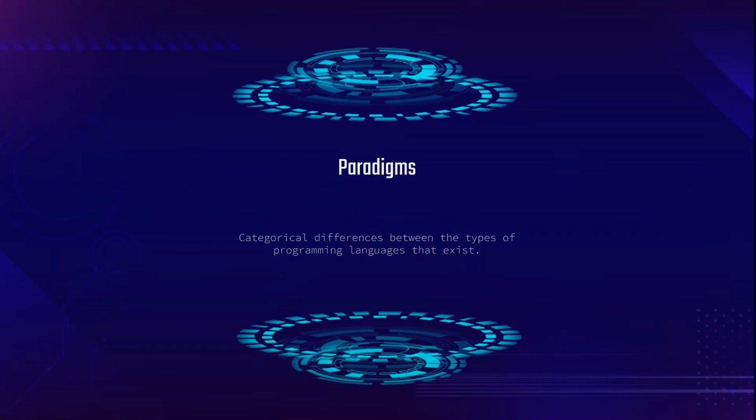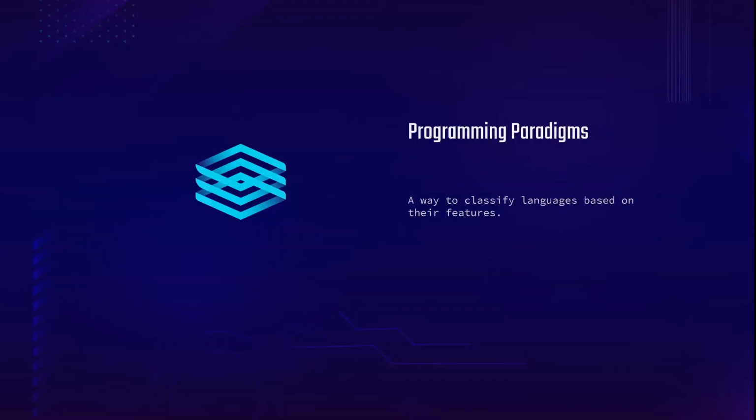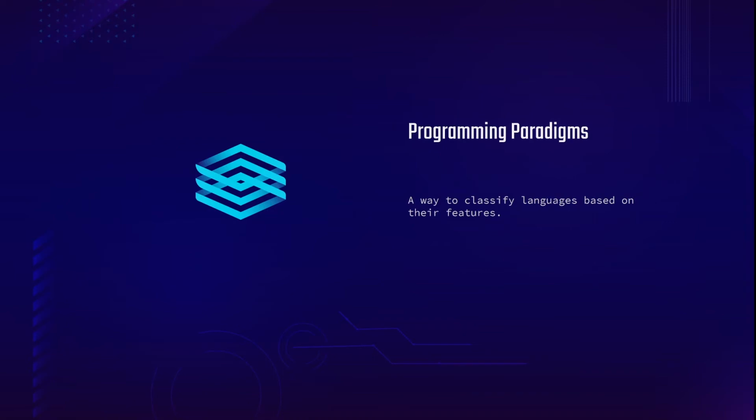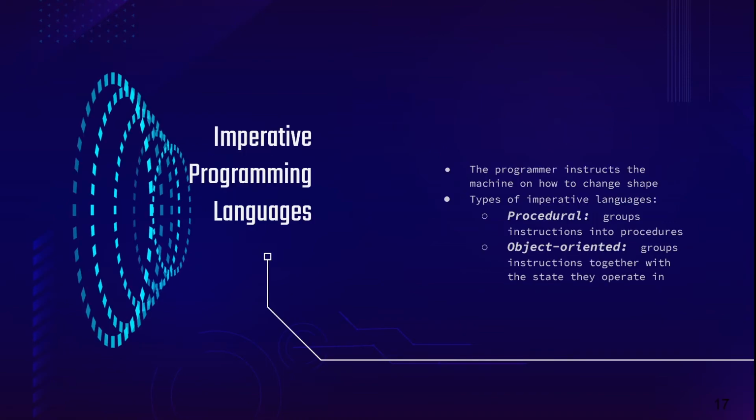So paradigms, really important just to get an idea of, and it is the categorical differences between the types of programming languages that exist. So programming paradigms, to give a better definition, it's a way to classify languages based on their individual features. So there's going to be a lot of words thrown your way here in terminology, just roll with it. Here they are, some definitions as to what they are. You'll also see them a lot online. Really, for an intro course, it's not that necessary to know what they are, but just in case you see them, you have an idea.